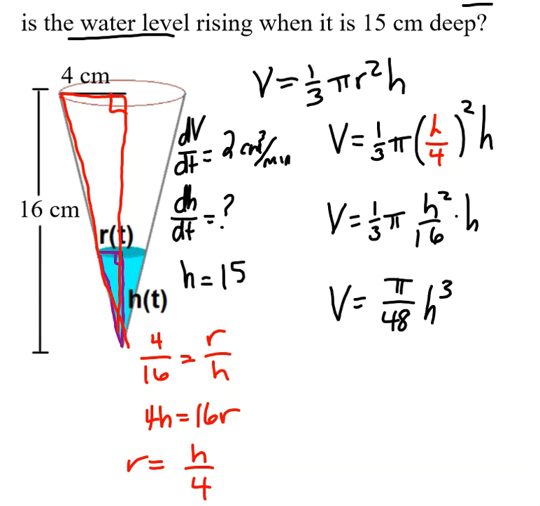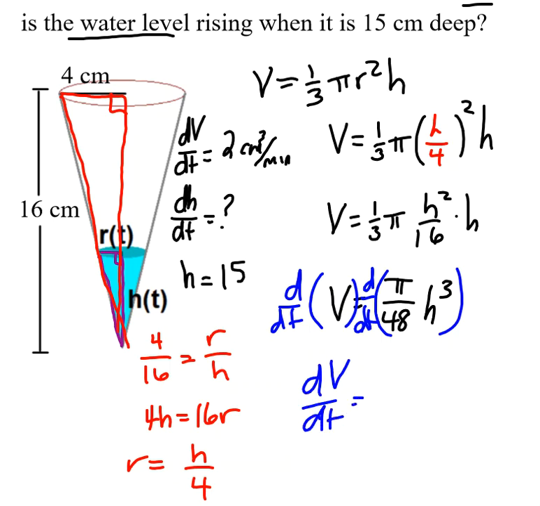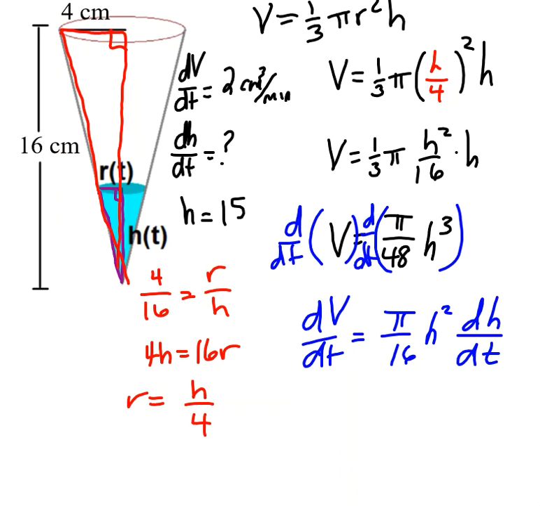I can take the derivative on both sides, and I get dV/dt on the left is equal to pi over 16. I bring down the 3, 3 over 48 is 1/16, h squared dh/dt. Don't forget to have that dh/dt because we're using the chain rule here. And we're not taking the derivative with respect to h, we're taking the derivative with respect to t.